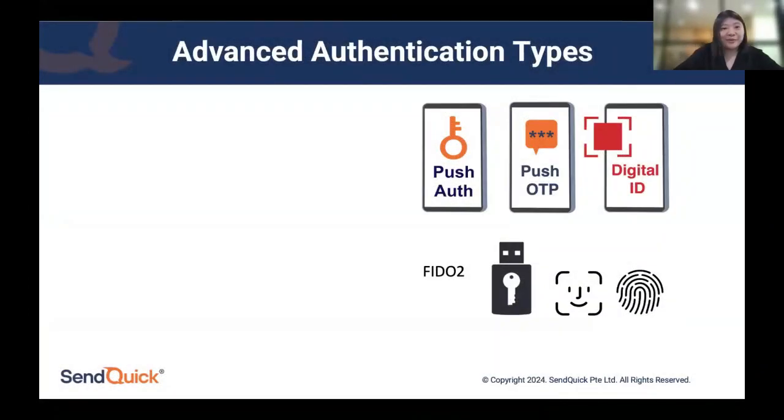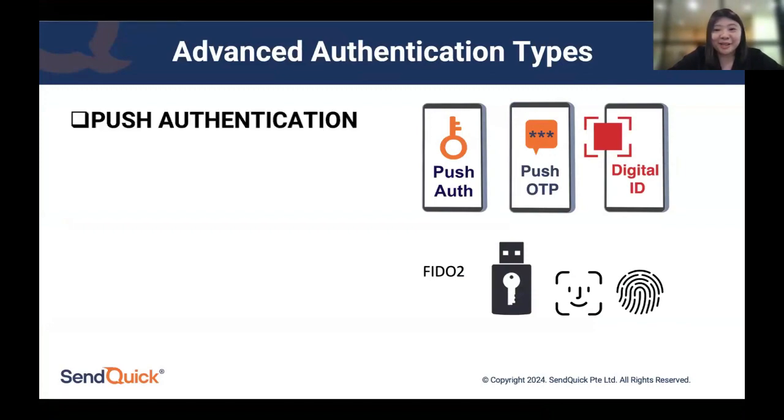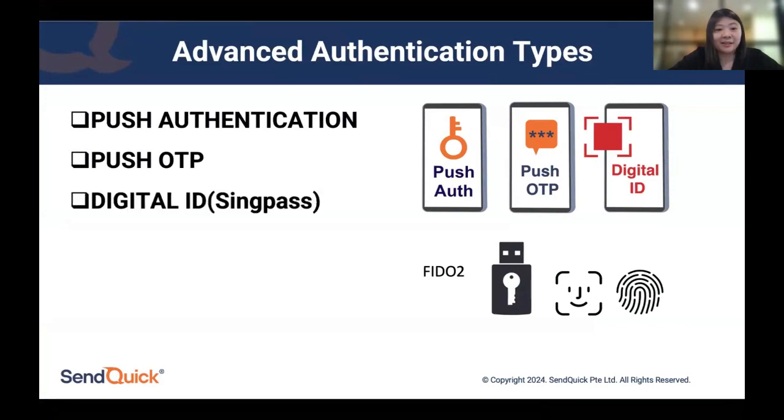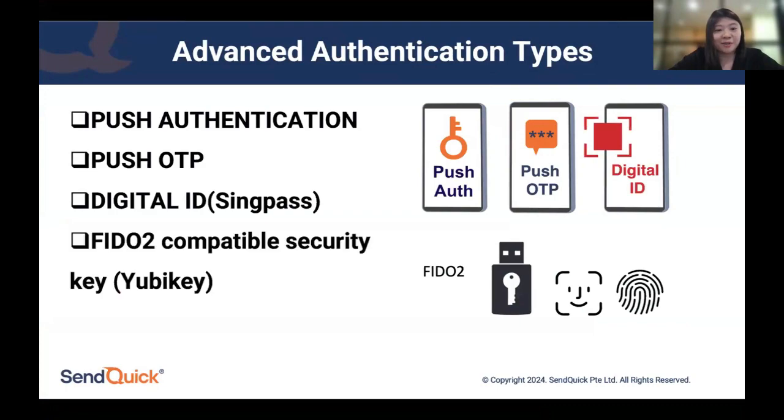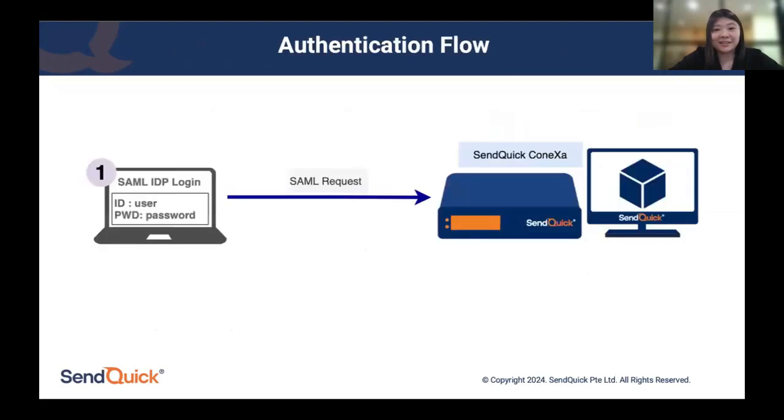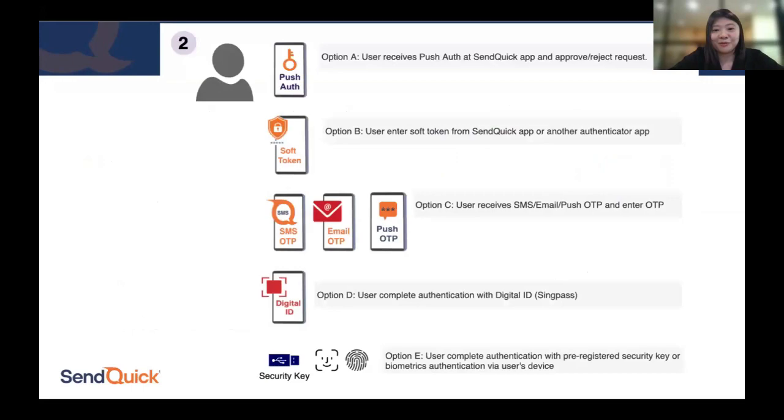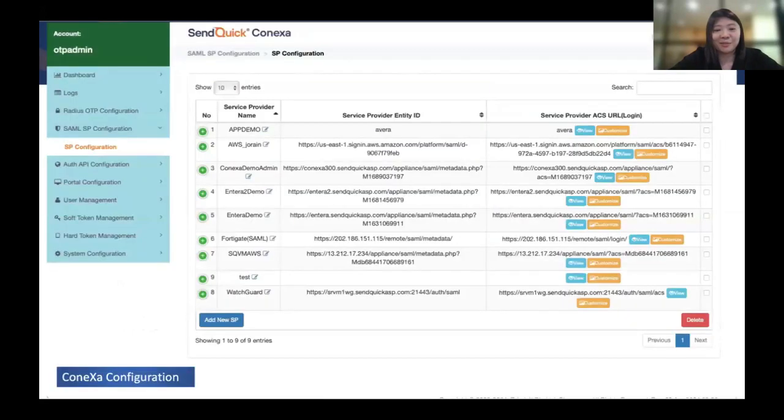Okay, good morning everyone. So I'm Jorain. Today I will showcase some authentication types offered by the SendQuick solution, which include push authentication, push OTP to our app, and then the digital ID like SingPass, and then the FIDO compatible security key like Yubikey, and then also the device passkey. So these are the authentication flows. I think I will just skip to the demo.